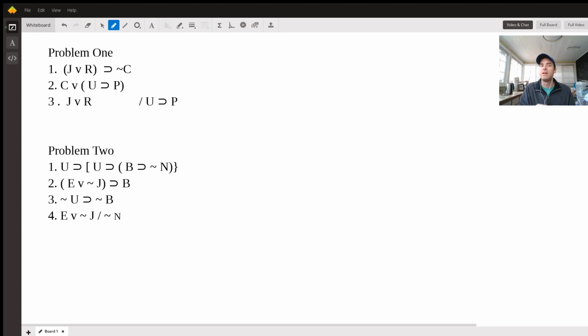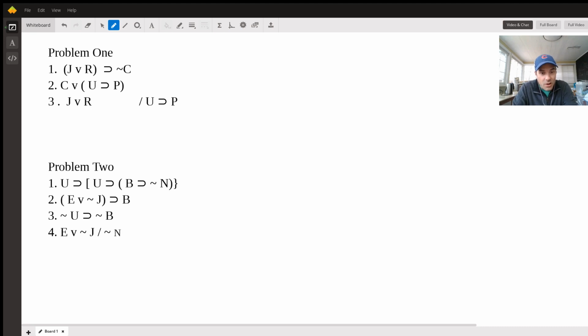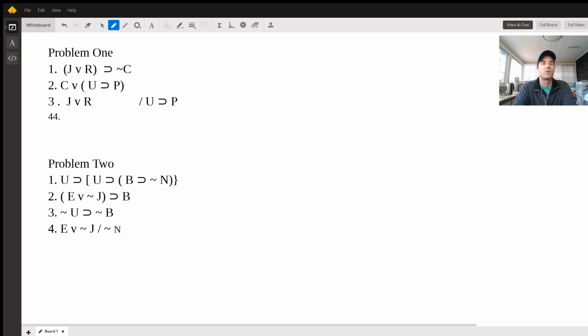Well, oh, wait a minute. Premise number 1 says that if J or R, then not C. So it would be really useful if we could show that J or R. Oh, wait a minute, though. That's what premise 3 actually says, literally: J or R. Now we can say it for number 4.